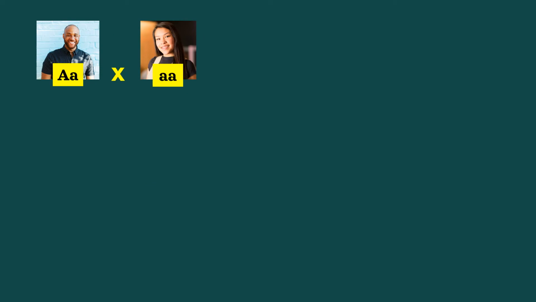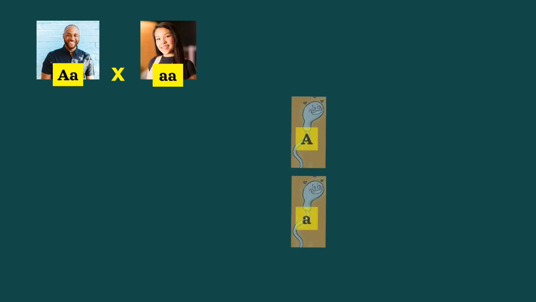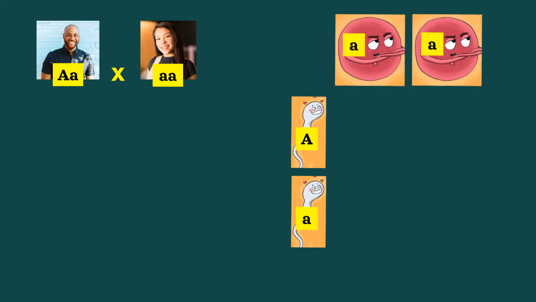If this couple is together for a long time and they have many children, let's predict the combination of lowercase and uppercase a's that each of their children could potentially inherit. So Dad has a 50-50 chance of contributing a sperm that carries a uppercase A versus a lowercase a. But all of mom's eggs are the same. They all have lowercase a. So now let's pair up all of mom's egg possibilities with all of dad's sperm possibilities.